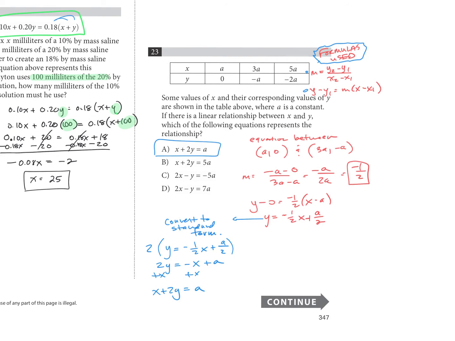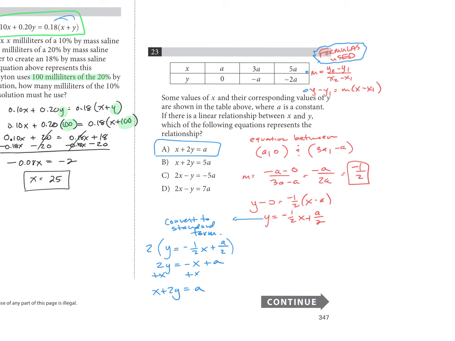23, so some values of x and their corresponding values of y are shown in the table where a is a constant. If there's a linear relationship between x and y, which of the following equations represents that relationship? So this question was a pretty tricky one. I don't know if there's any tricks to be used, if you see a different way to do this.